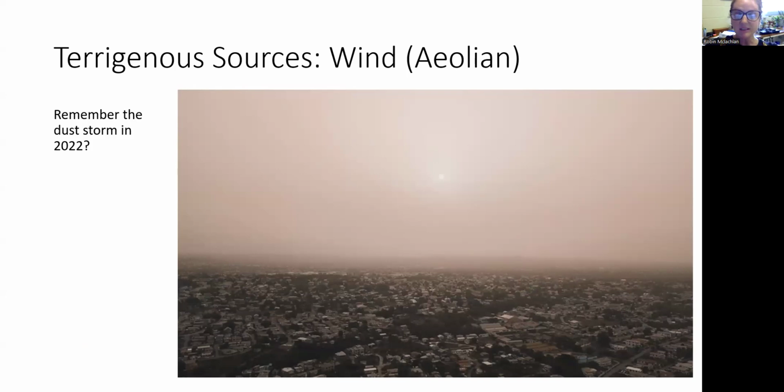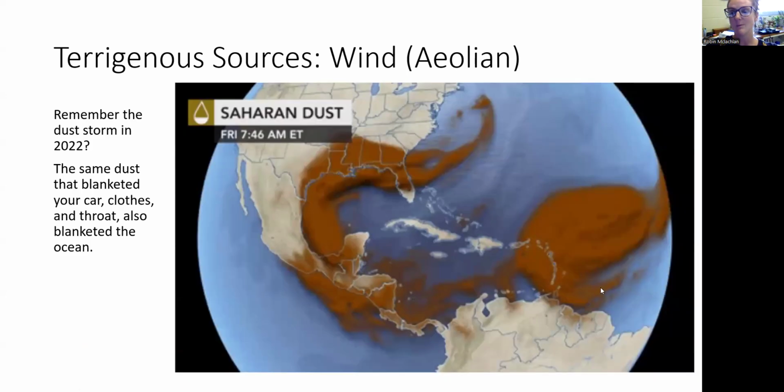This is what Georgia looked like back in 2022. The dust from that dust storm came all the way over from Africa, right? It traversed the entire Atlantic Ocean, coming over from the Sahara Desert, whipping up through the Gulf of Mexico before coming back to us in Georgia. So the same dust that blanketed our cars and our clothes and our throats also blanketed the ocean and deposited that clay in the abyssal plain.